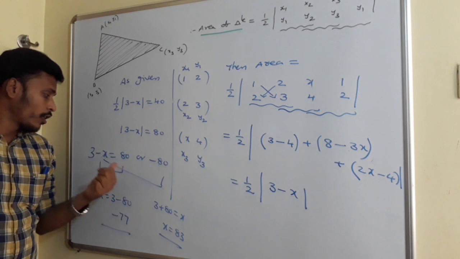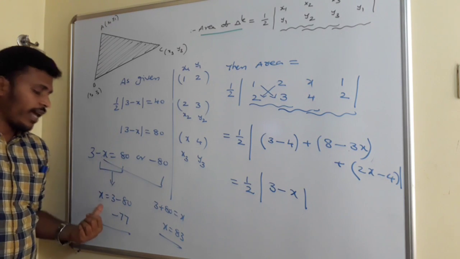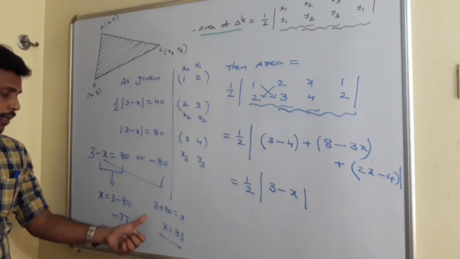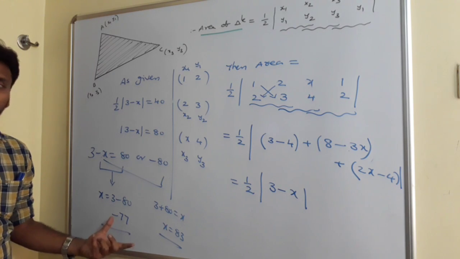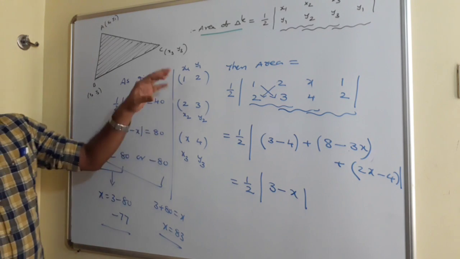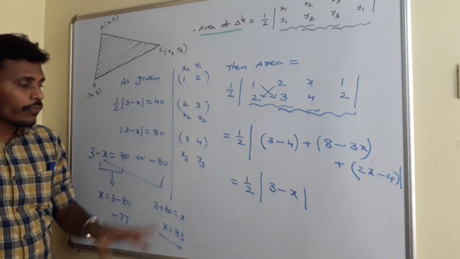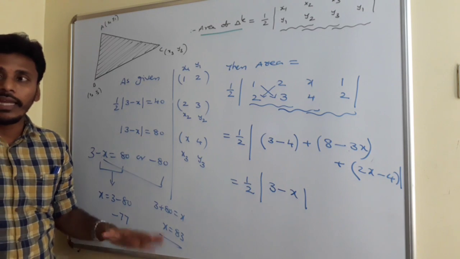You need x, so just rearrange it. Send x that side and 80 this side. x is equal to 3 minus 80, whereas here it is x is equal to 3 plus 80. And the value of x may be minus 77 or 83. That means the area of the triangle formed by these three vertices is 40 if this value of x is either minus 77 or 83.